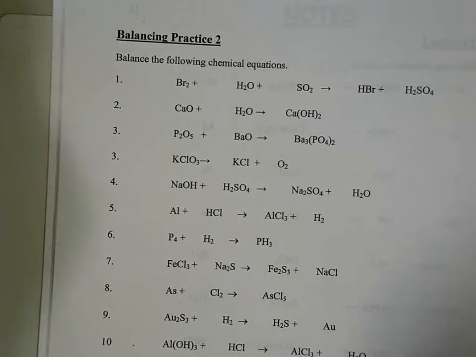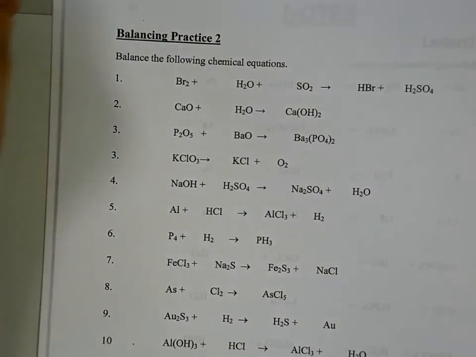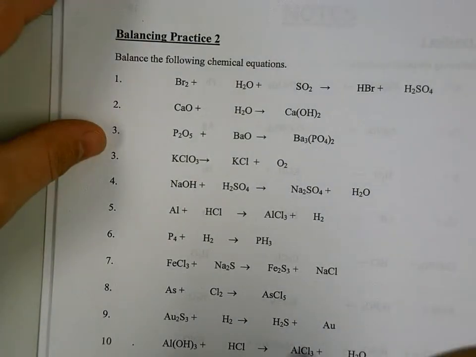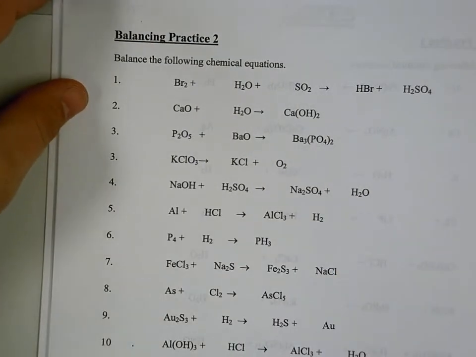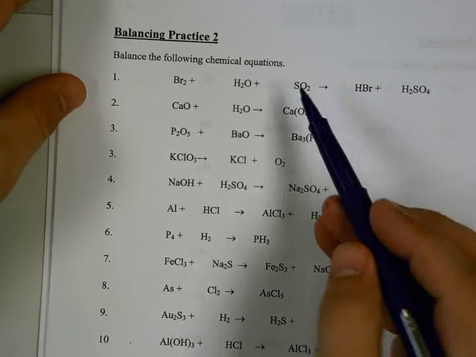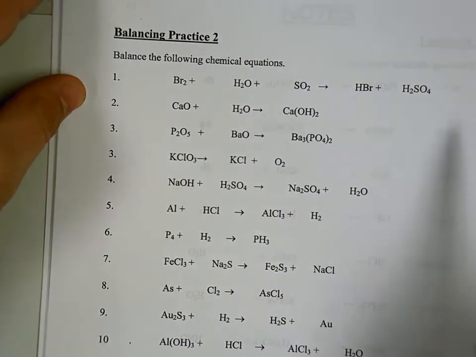Okay, right now we're going to work through the balancing problems on page 20 in the unit packet. So again, our goal here is to identify the type of reaction and then to make sure that the atoms on the reactant side, or the left side of the arrow, are the same exact number as the atoms on the right side, or the product side of the arrow.